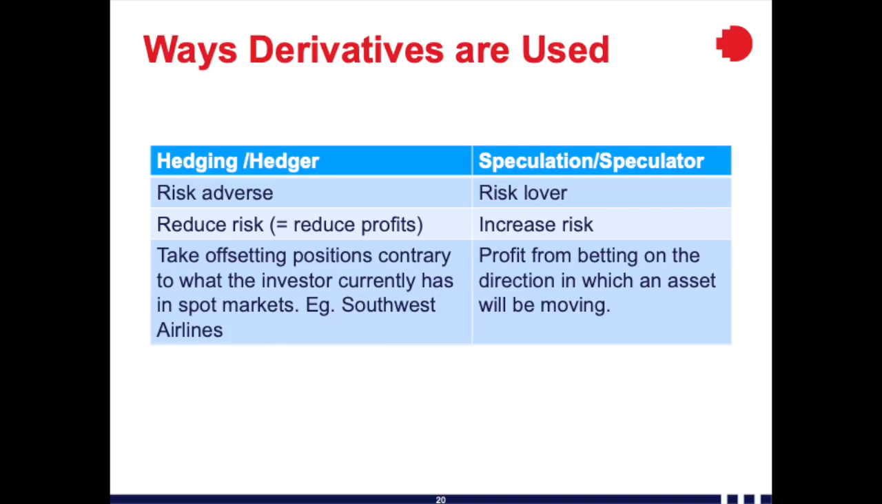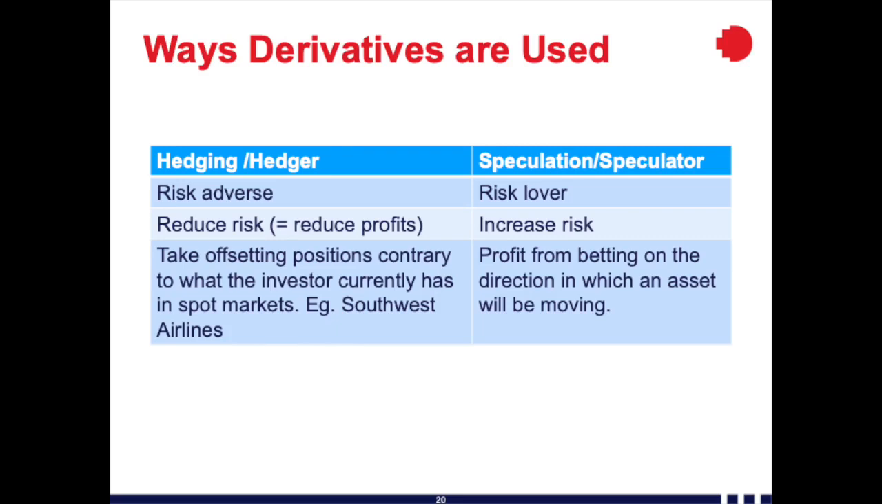So if you buy or sell futures or use derivatives without having any business related to the contract you are buying or selling, let's say you do not hold Southwest Airlines stock, but you still buy a put option or sell the future contract, right? You use the derivative on an asset that you do not own in the spot market. This is so-called speculation. The main purpose of speculation is to profit from betting on the direction in which the asset will be moving.